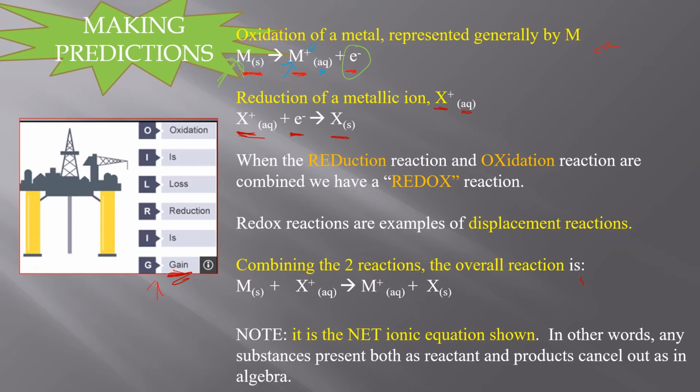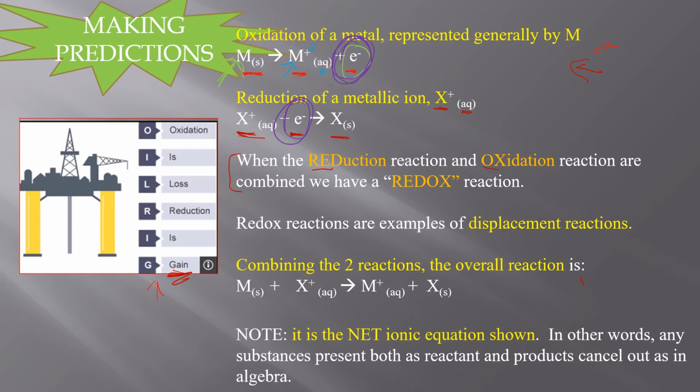The thing to think about here is that in these reactions, they're paired up. That electron there becomes that electron there. It gives it up to that other atom. So when the reduction reaction and the oxidation reaction are combined, we have a redox reaction. That's what I said before. Redox is where the name comes from. Redox reactions are a good example of displacement reactions because it's like that oxidation reaction, the one we saw at the top there. We are displacing that atom.